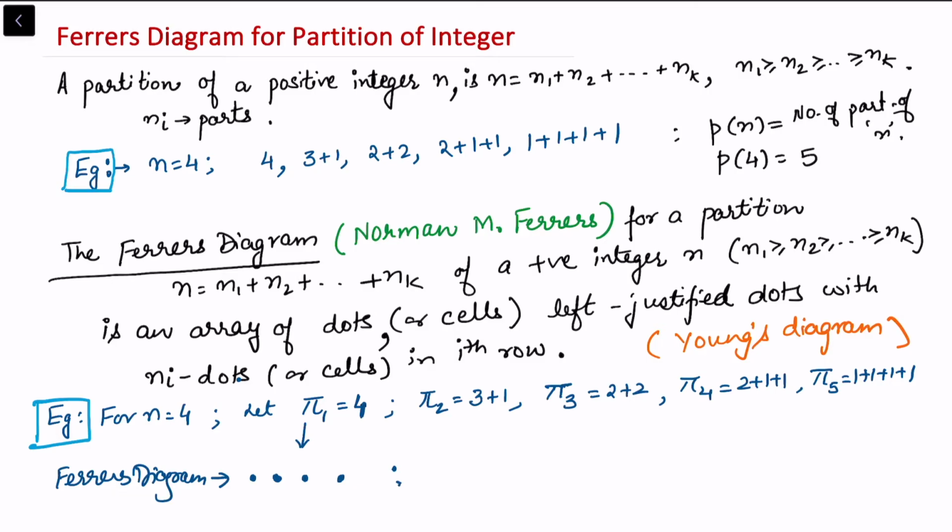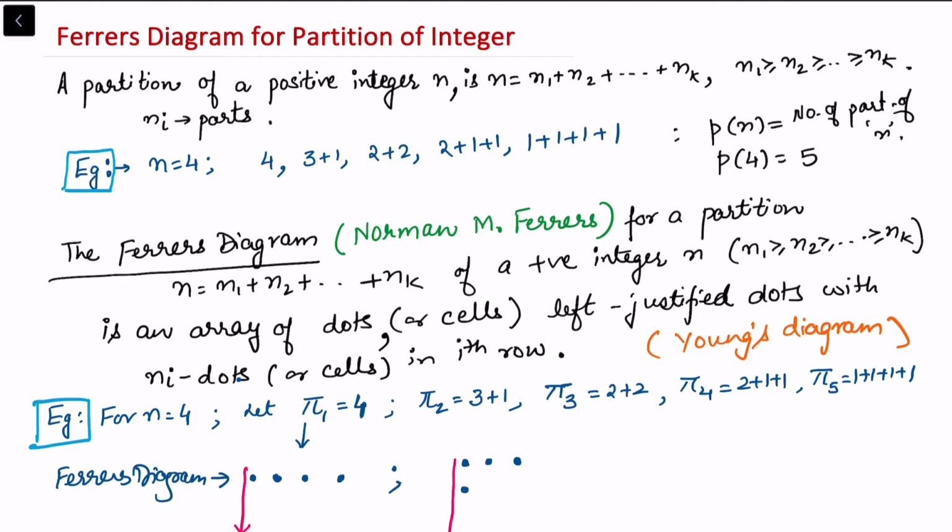Now for the next partition pi2, there are 2 parts. So this means in this notation there are n1 and n2. And in the ith row there will be ni dots. So in the first row there will be 3 dots and in the second row there will be n2 dots. So from the definition, the first row has 3 dots, 1, 2, 3, and the second row has only 1 dot. And we notice that these are left aligned. In this case, every dot starts from the left alignment. So this is what we mean by left aligned. We can just draw it here also.